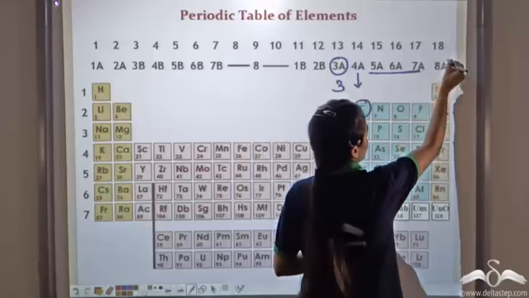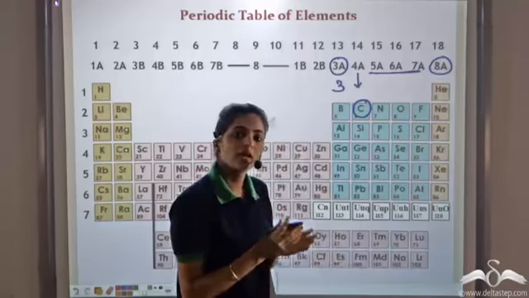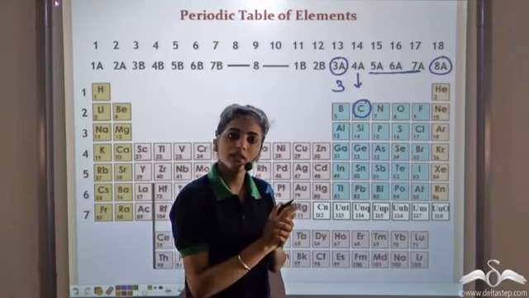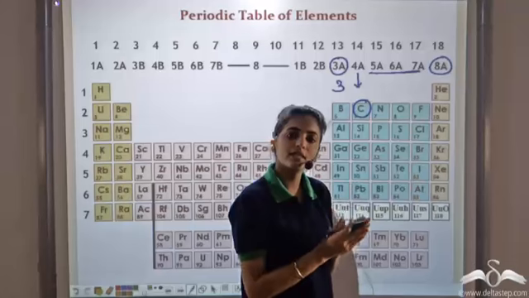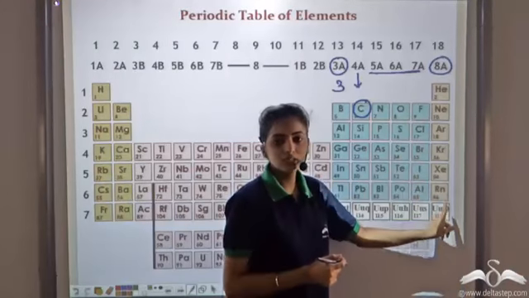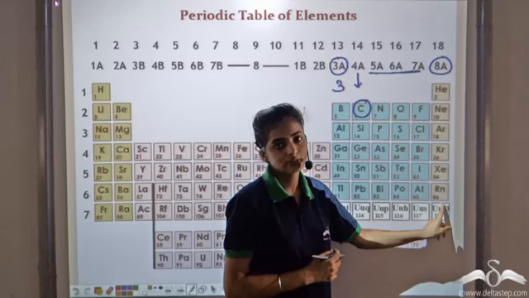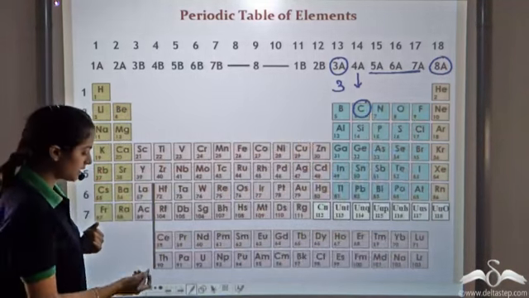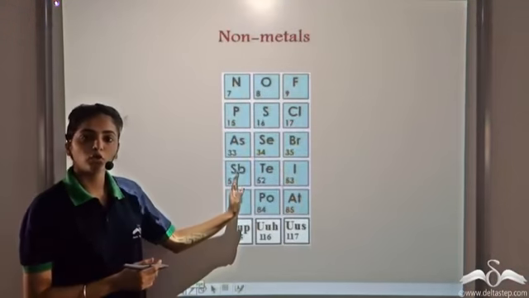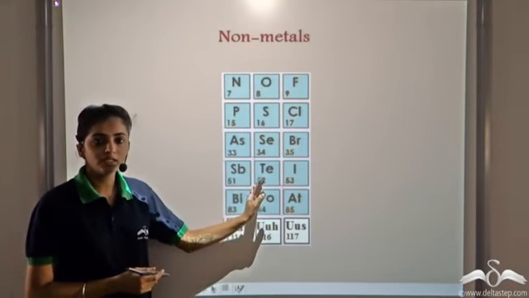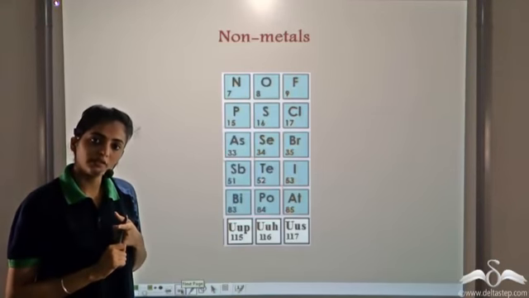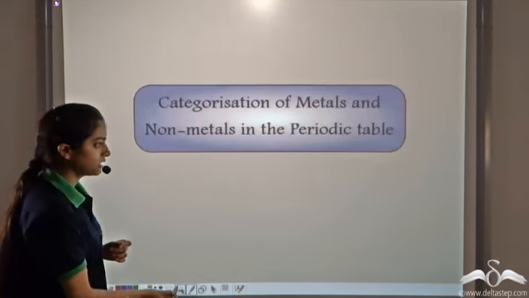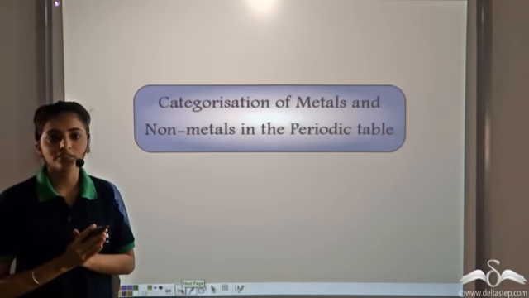The last group, that is group 8A elements, have 8 electrons in the valence shell. They do not accept or lose electrons. They already have 8 electrons. That is, they are satisfying the octet rule. So these elements are noble gases or inert gases. So right before the noble gases, we have group 5A, 6A and 7A, and these elements have 5, 6 or 7 valence electrons. These elements are all non-metallic in nature. So this is how we categorize the metals and non-metals in the periodic table.